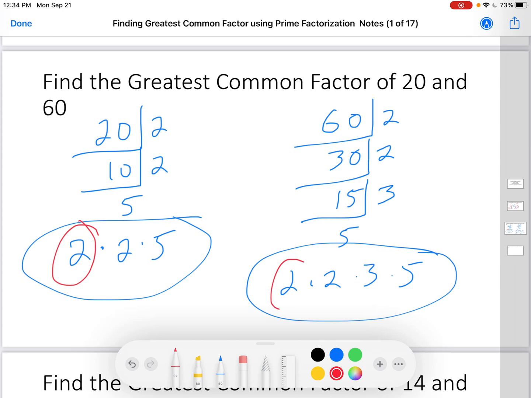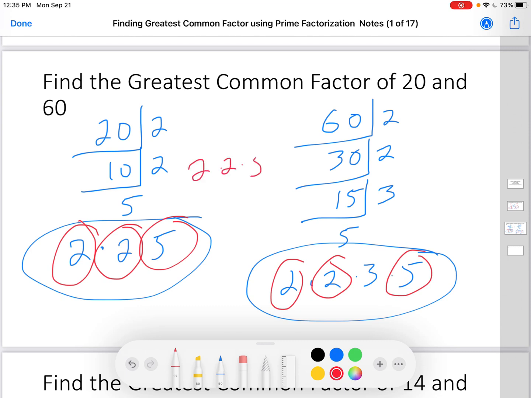They both have a 2, they both have a second 2, and they both have a 5. In fact, the only number they do not have in common is the 3. So now we'll multiply those together. 2 times 2 times 5. 2 times 2 is 4. 4 times 5 is 20. And 20 is the greatest common factor of 20 and 60.